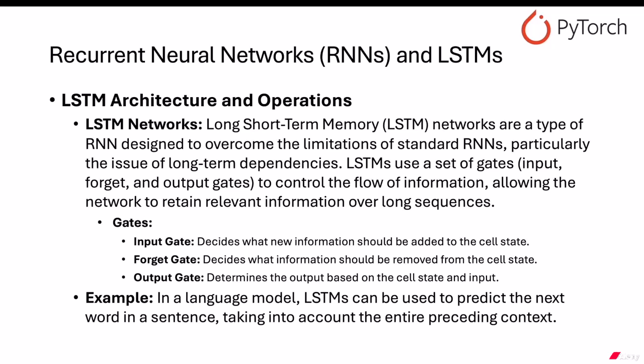Let's look at the different gates. Input gate decides what new information should be added to the cell state. Forget gate decides what information should be removed from the cell state. And then there's the output gate, which determines the output based on the cell state and input. Example: in a language model, LSTMs can be used to predict the next word in a sentence, taking into account the entire preceding context.